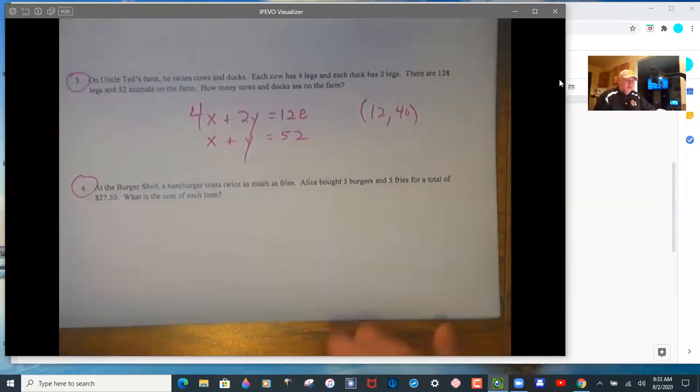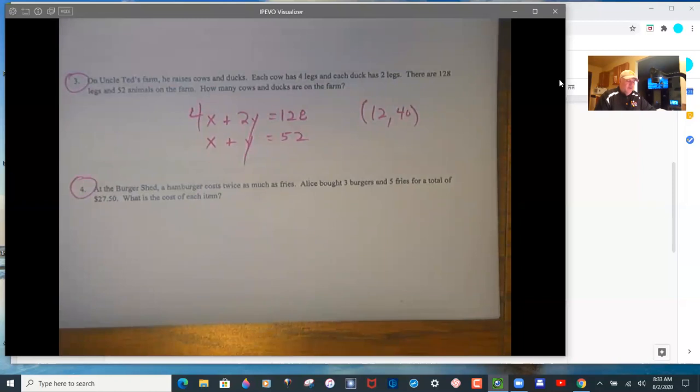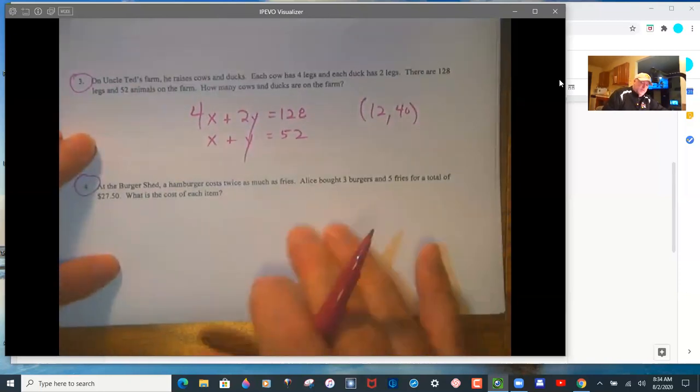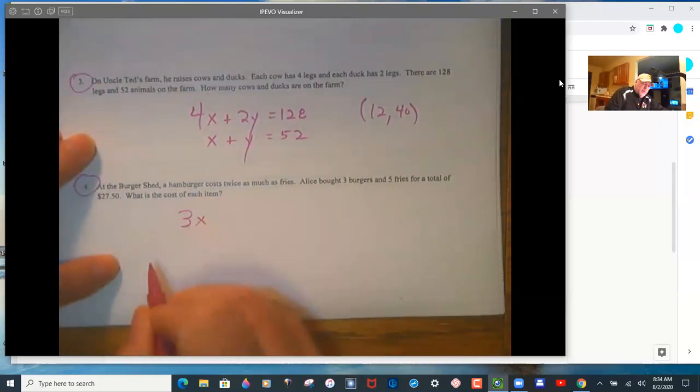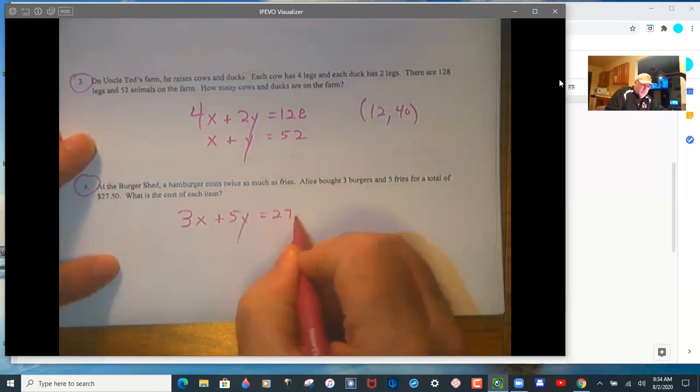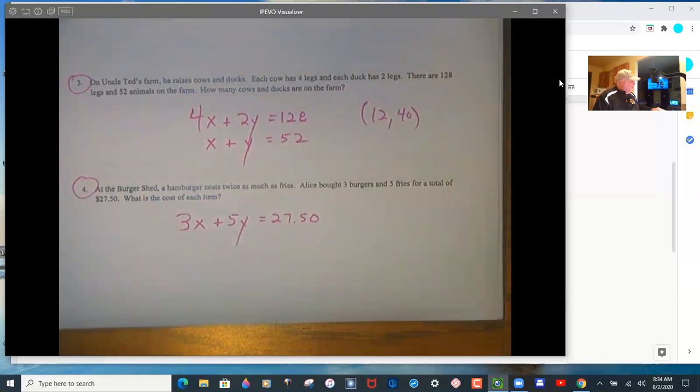Pretty simple. What you should try to do is read through it and first of all figure out the type that you're talking about. So Alice bought 3 burgers and 5 fries for a total of $27.50. Oh, very interesting here. So you notice the 3 corresponded values, 3 burgers and 5 fries for $27.50. This is a type 3 system.